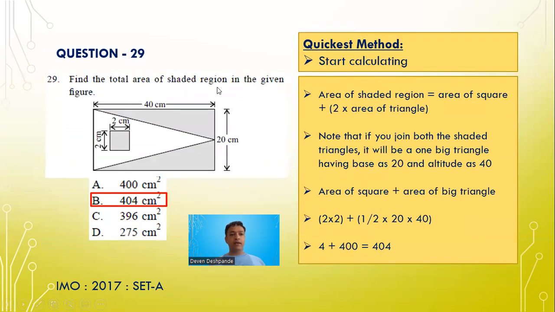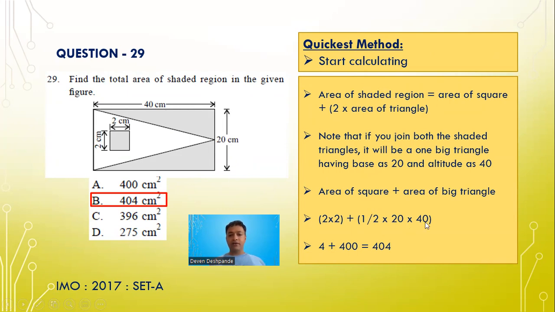So the next one now. Find the total area of the shaded region in the given figure. Again, this is an easy question. If you take this upper triangle and lower triangle, you will notice that when you join these two triangles, they will form one big shaded triangle. So what will be the area of the big shaded triangle? It will be half of the base. 20 will be the base, and altitude, what is the altitude? It is 40.